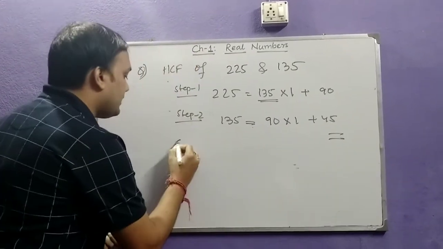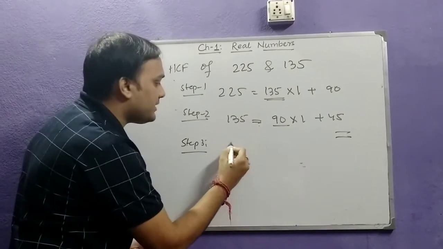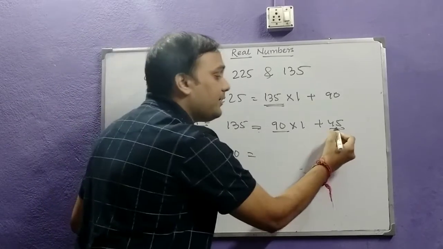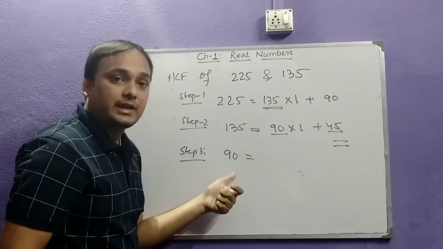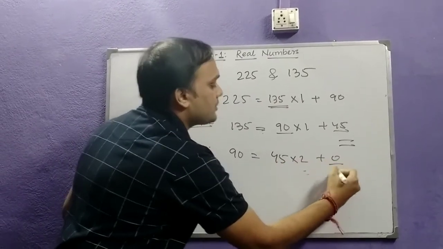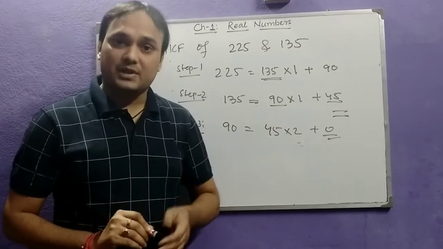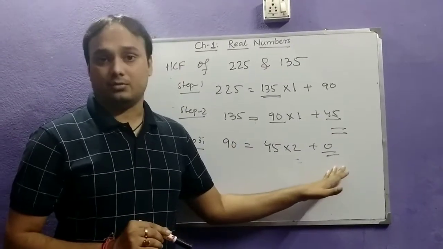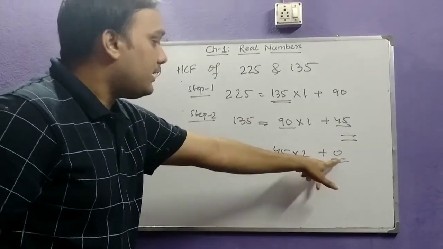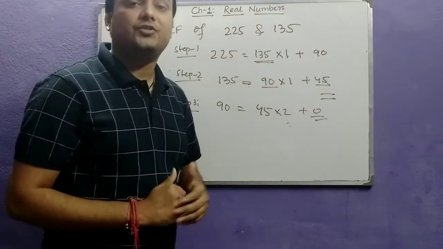What will be step 3 then? In step 3, this 90 becomes the dividend and this 45 becomes the divisor. That means if I express 90 with the help of 45, it will be 45 into 2 plus 0. As I said, I will continue with these steps until I get 0. You can see that in the third step I am getting the remainder as 0. Whenever I get the remainder as 0, I stop my calculation right there.